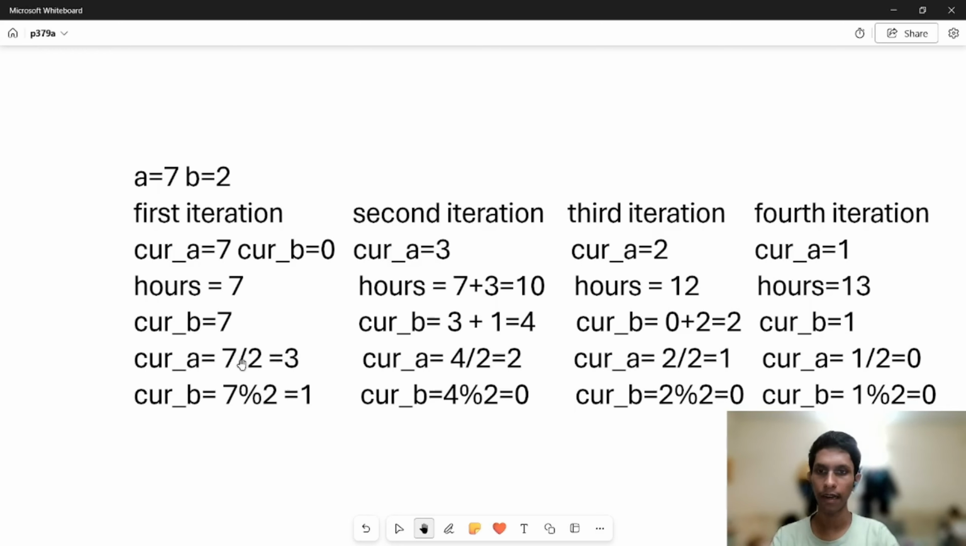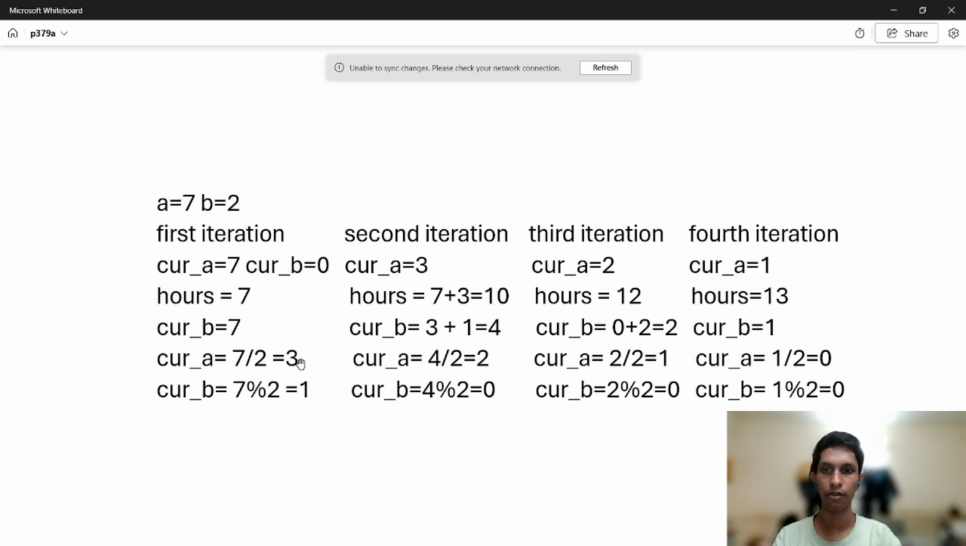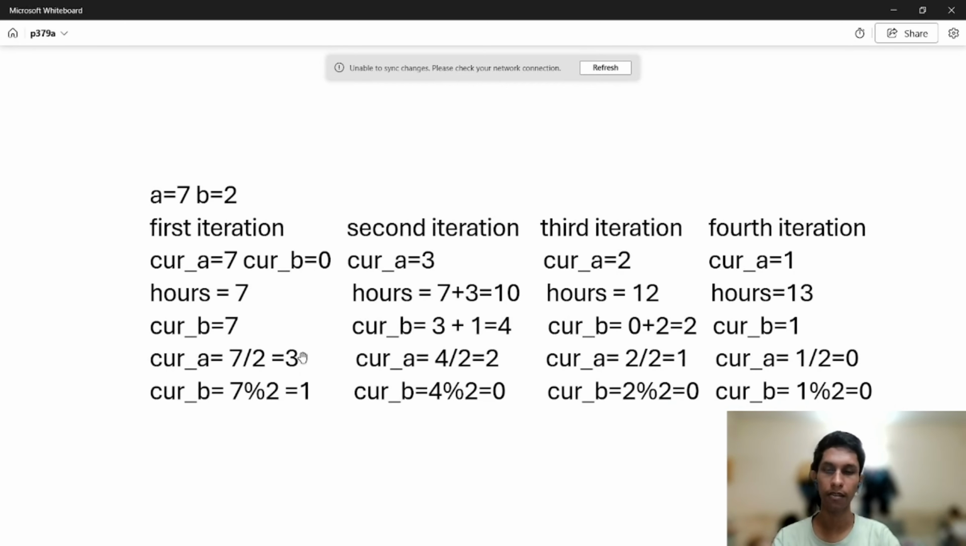So the current A value will be 7 burnt candles divided by the number of candles required to make one new candle, which is given as 2 in this case. So 7 divided by 2 will be 3, since there will be one unburnt candle left, and we'll use pairs of 2. There will be 3 pairs. We'll use that to get 3 new candles which we can use for the next 3 hours.